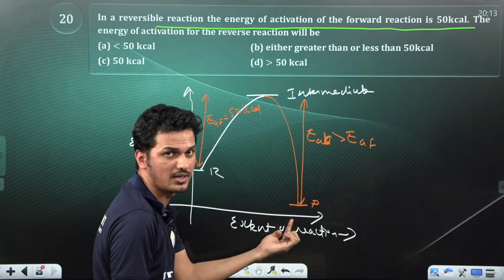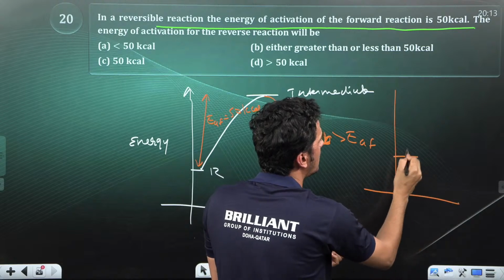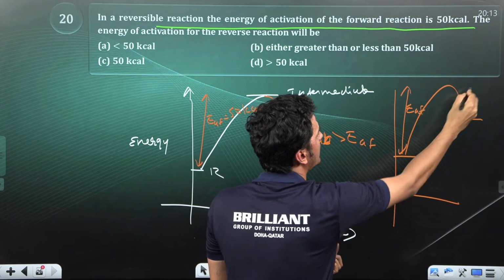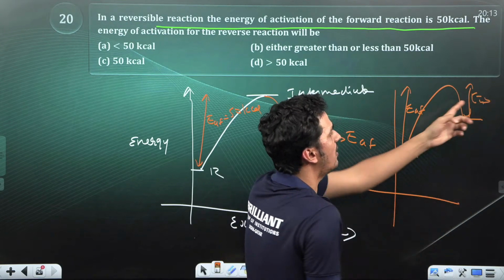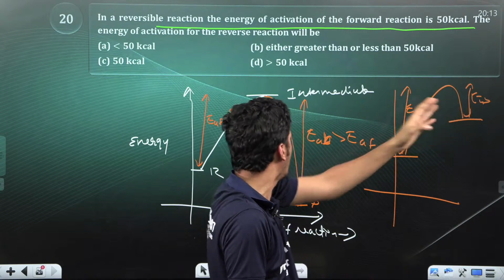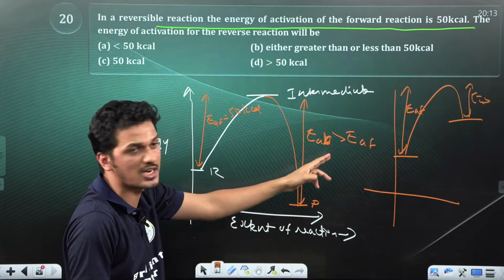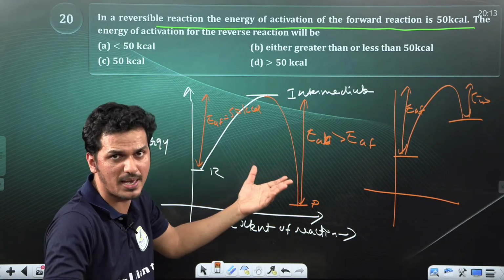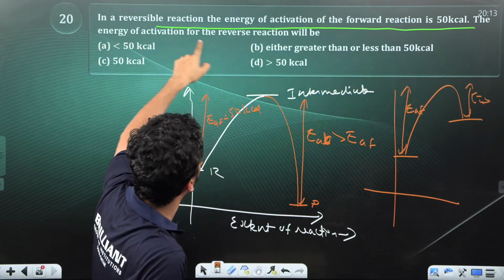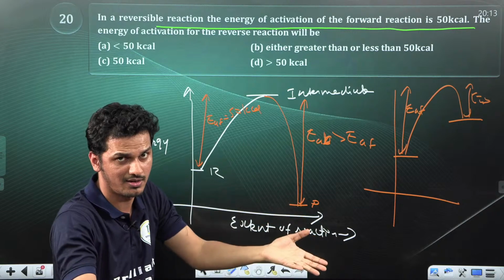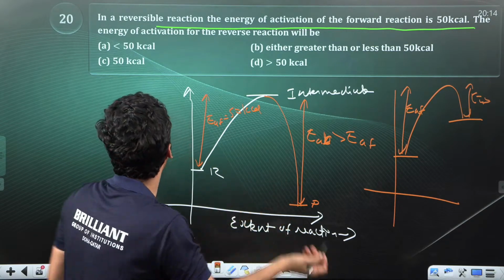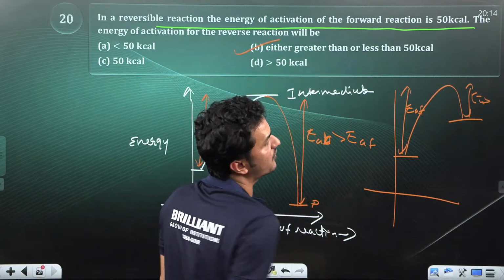This is for exothermic. If it is endothermic, it will come here. That time this is the EAF and this is the EAB. That time EAB will be less. In the case of endothermic, EAB will be less, backward activation energy will be less. In the case of exothermic, backward activation energy will be more. So that value may vary. The energy of activation for the reverse reaction will be either greater than 50 or less than 50. It depends on the reaction. So what's the answer? Either greater than or less than 50 kilocalorie.